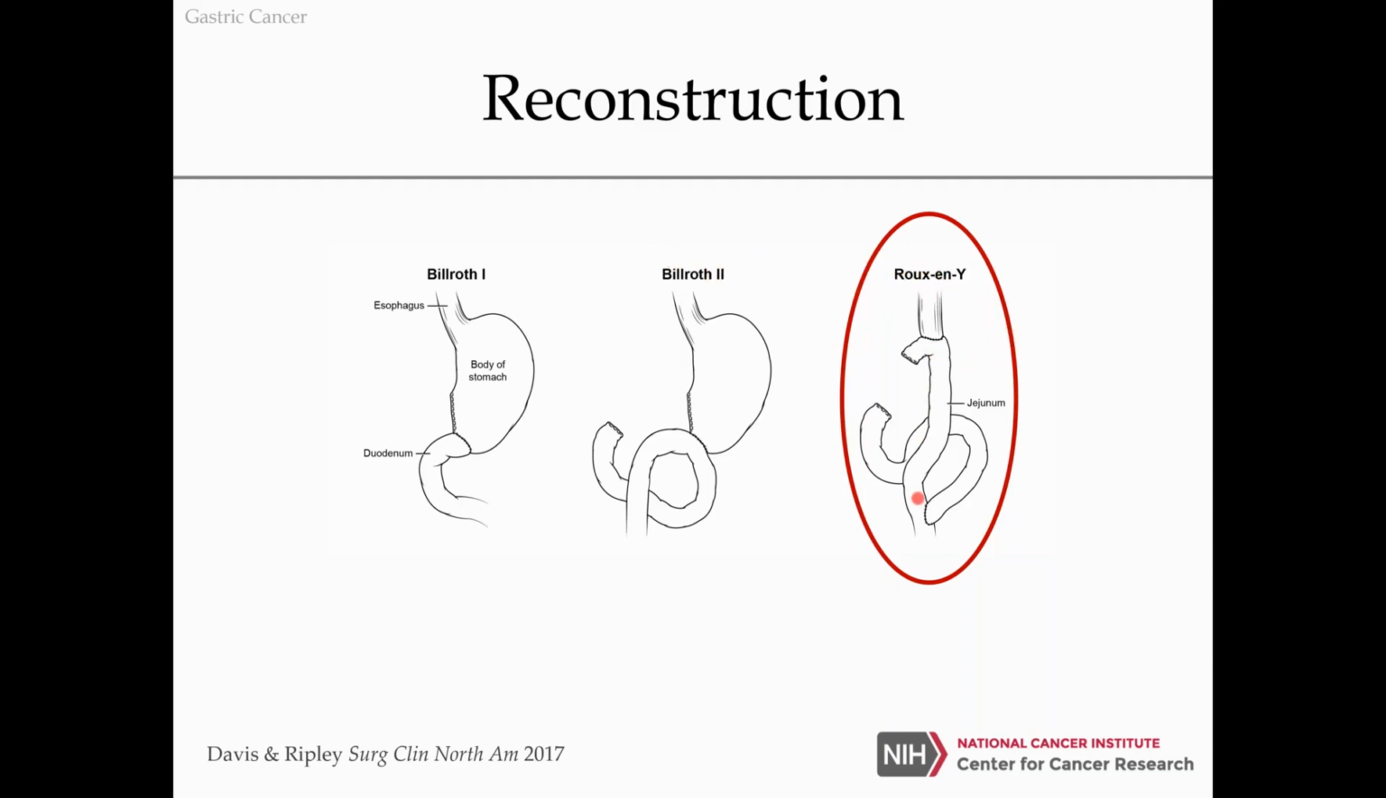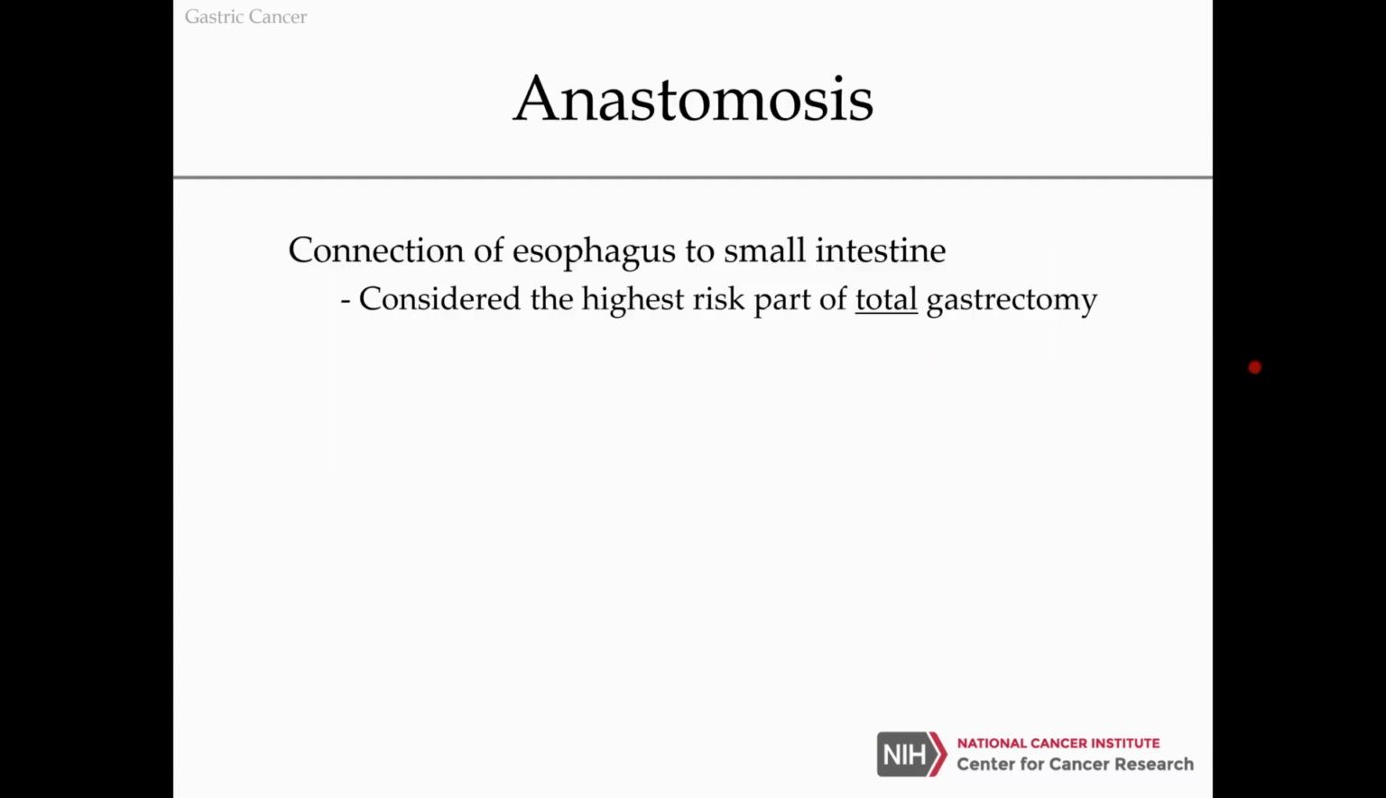Roux-en-Y refers to this reconstruction method here, and we're going to talk just a minute here about this connection between the esophagus and the intestine. That connection, called an anastomosis, is considered usually the highest risk part of a total gastrectomy, but an anastomosis can refer to any connection of bowel to stomach.